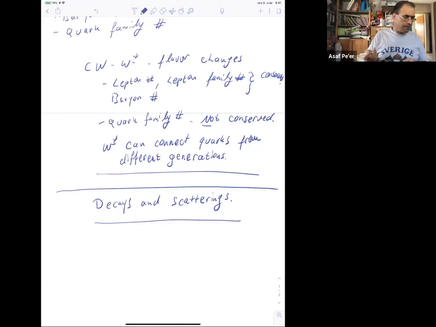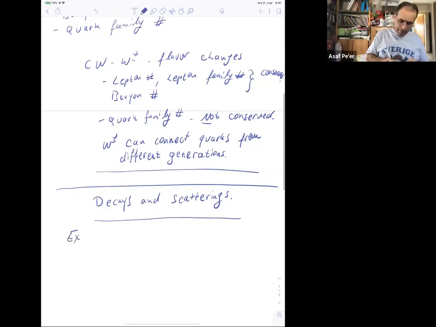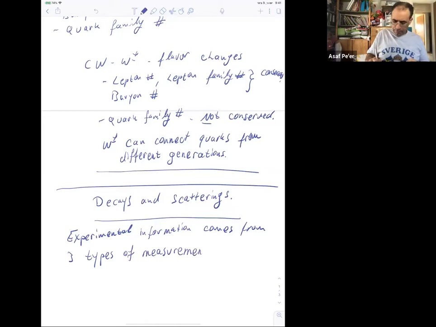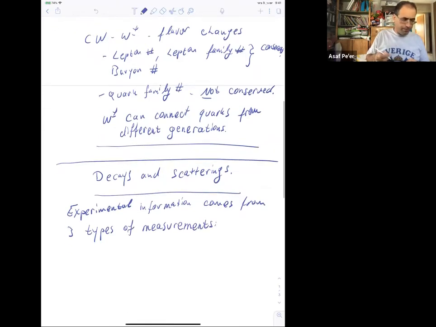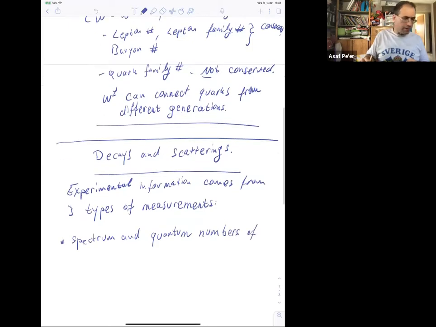Right, so experimental information comes from three types of measurements. Spectrum and quantum numbers of the bound states.